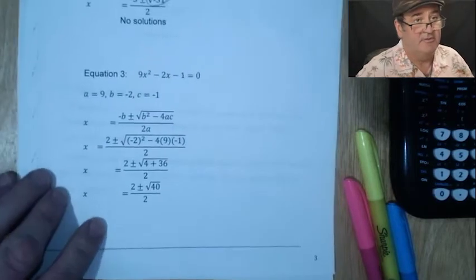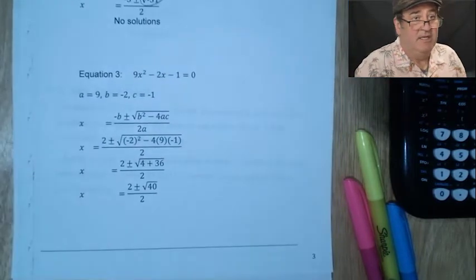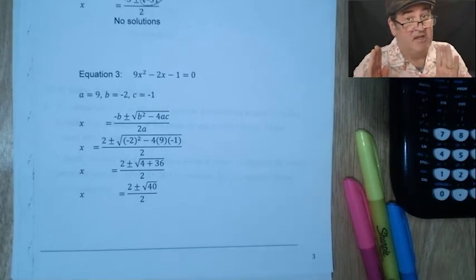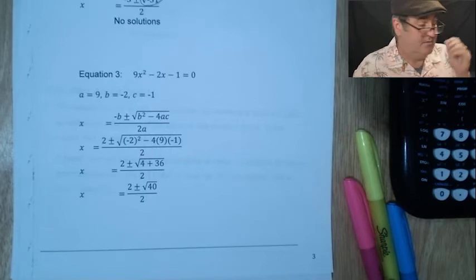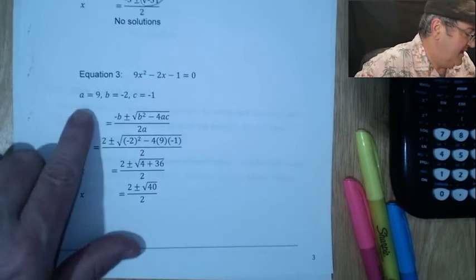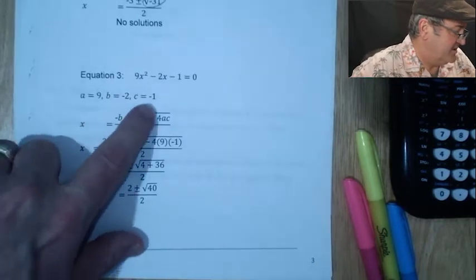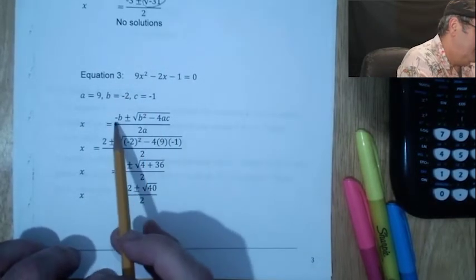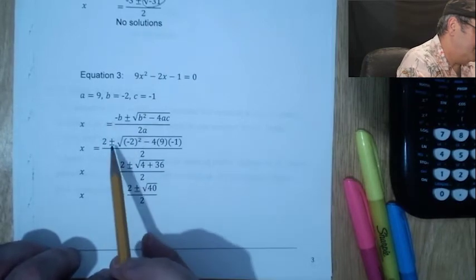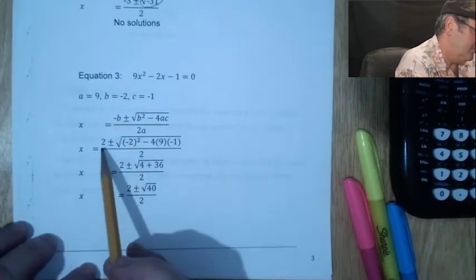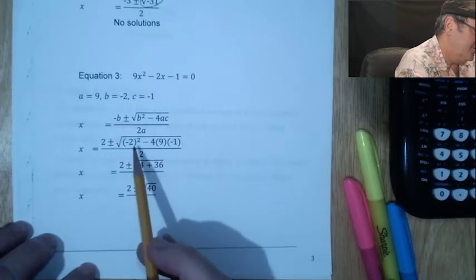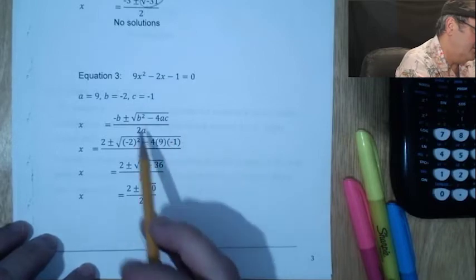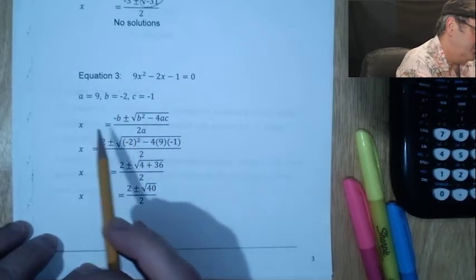Let's try another one. Okay. 9x squared minus 2x minus 1 equals 0. Okay. It's set equal to 0, so we're not going to be fooled there. So they said A is 9, B is negative 2, C is negative 1. Here's our quadratic formula. Substituting, they went from negative B, so that would be 2, plus or minus the square root of negative 2 squared minus 4 times 9 times negative 1, all over 2.